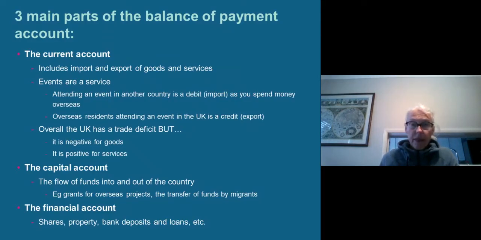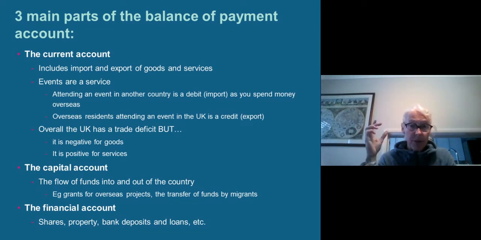So there are three main parts if we're looking at the balance of payment account. Now, events sits very much in the first part, which is the current account. And this includes all the imports and exports of goods and services. That's where events are. And as I've explained, if we attend an event in another country, this is a debit. This is an import because you're spending money overseas. Whereas when people come to the UK for an event, it's an export.